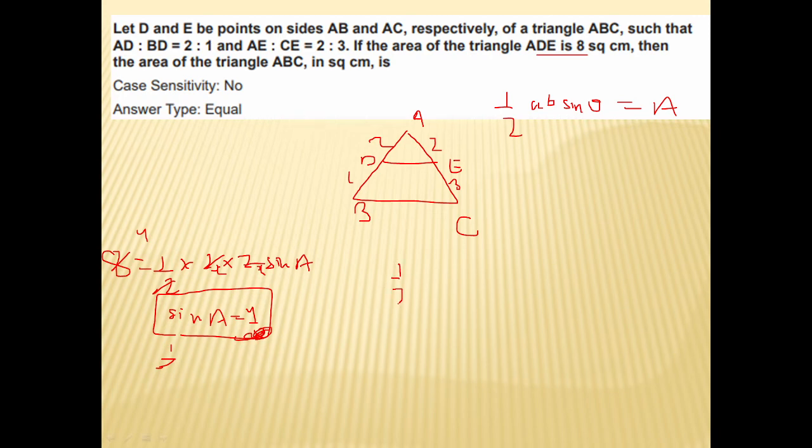Area of ABC is 1 by 2, 2 plus 1 is 3, and 2 plus 3 is 5, sine A is 4. Cancel this. 5 into 2 is 10, 30 is your answer. Easy. 40 second question.